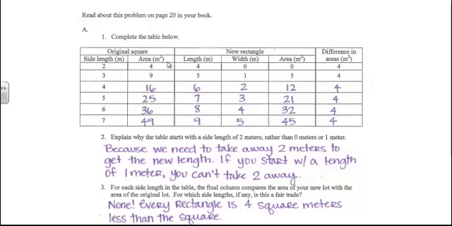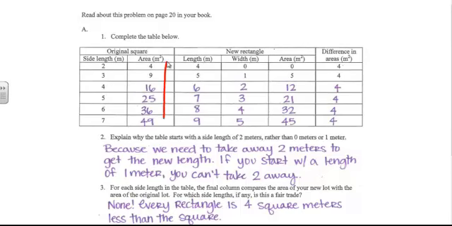Alright, so this is what your table should look like from last night. These areas right here were all areas of a square, so they should have been perfect squares: 16, 25, 36, 49. And then the new rectangle, you were taking your original side length and adding 2 for the new length, and then you were subtracting 2 for the new width.